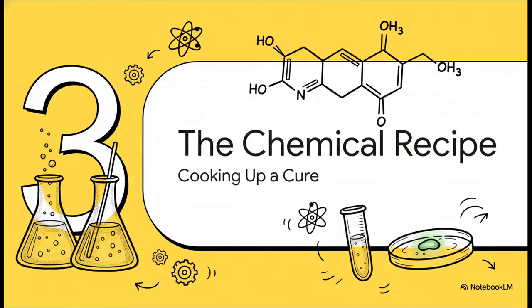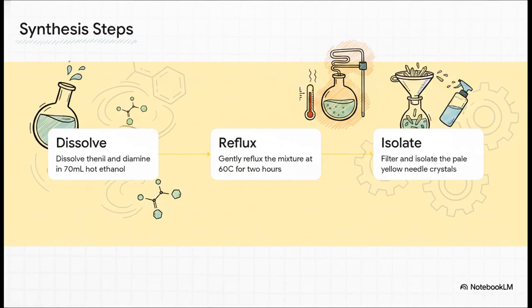Section 3. The Chemical Recipe, Cooking Up a Cure. All right, let's look at exactly how researchers synthesized a brand new Schiff base. You can kind of think of lab synthesis like a highly precise, high-tech culinary recipe. The chemists kick things off by taking two raw ingredients, phenamyl and 1,2-diaminotoluene, and dissolving them in 70 milliliters of hot ethanol. Next, they gently refluxed, or boiled, this mixture at exactly 60 degrees Celsius for 2 whole hours.